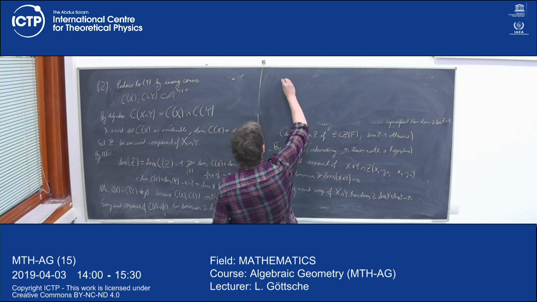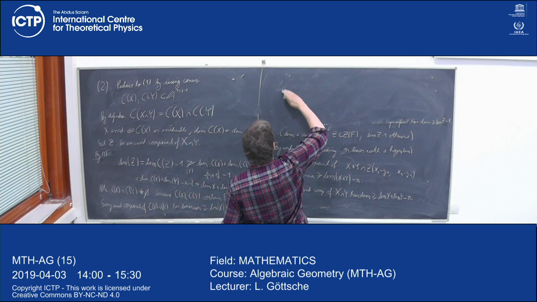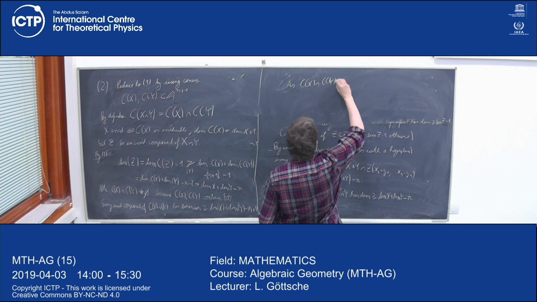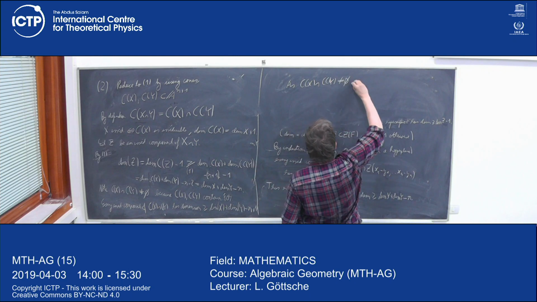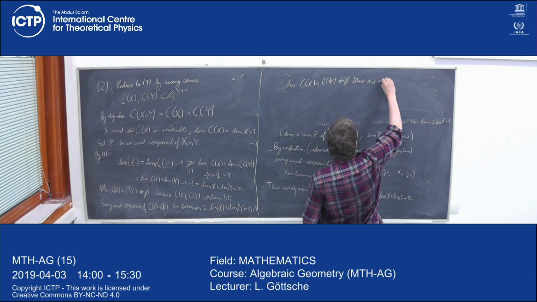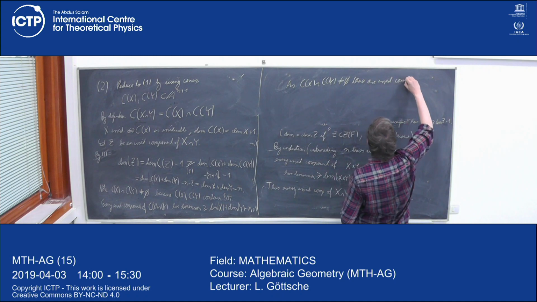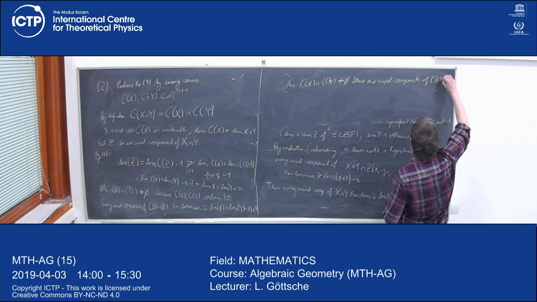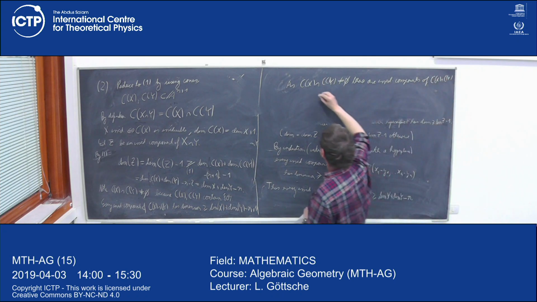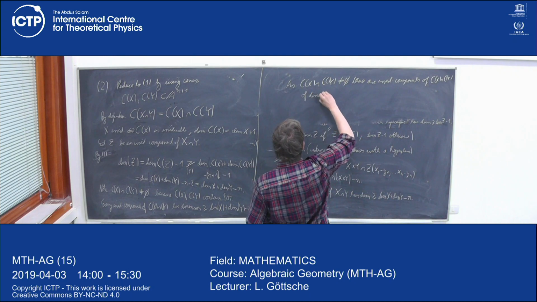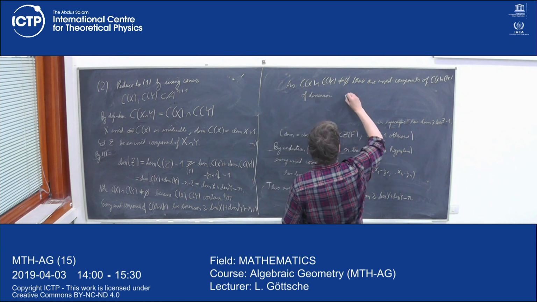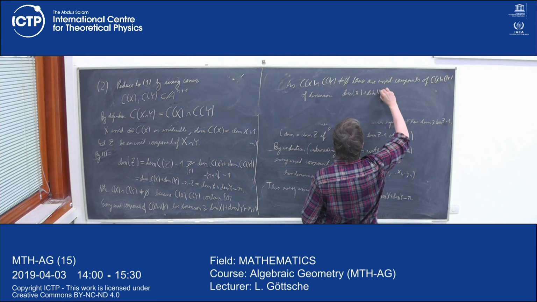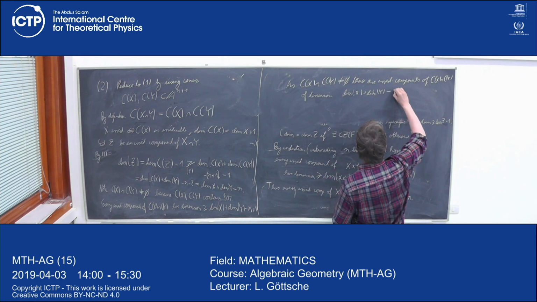So there are irreducible components of Cx intersected Cy of this dimension. What is it? Dimension of x plus dimension of y minus n plus 1.